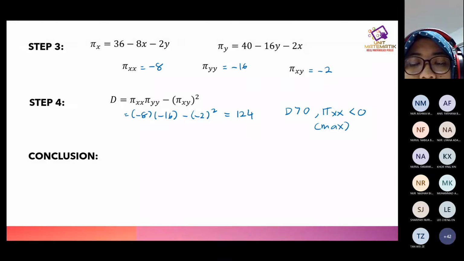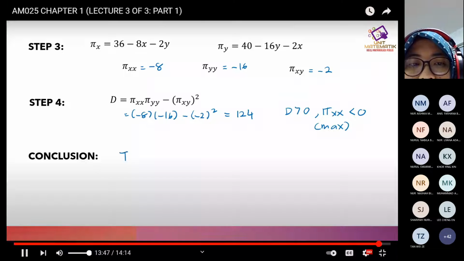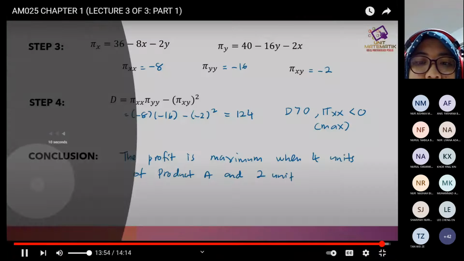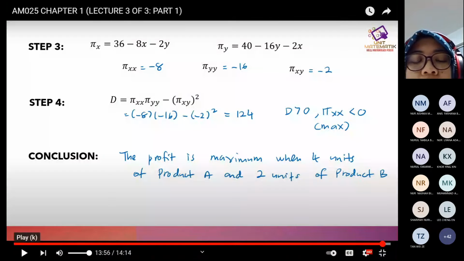Okay, the question is to prove that the profit is maximum when producing 4 units of product A and 2 units of product B. Okay, bila tulis conclusion, okay kelas, tulis conclusion 4 units of product A. Mention product A, bukan 4 units of X, no? Okay, bukan X, sebab X kita ialah dalam bentuk application X ialah product A. So conclusion kita 4 unit of product A, 2 unit of product B. Buat macam tu. Alright.